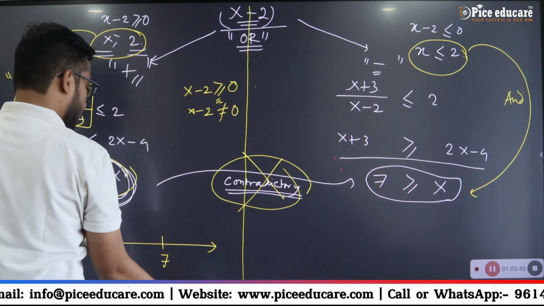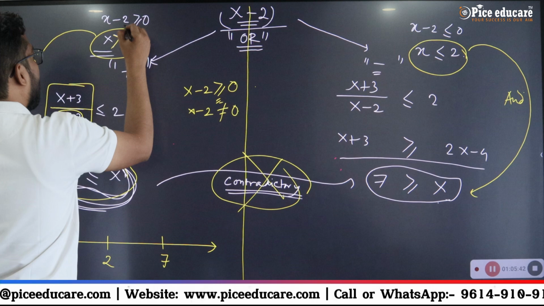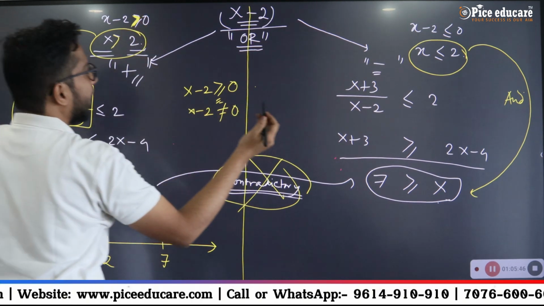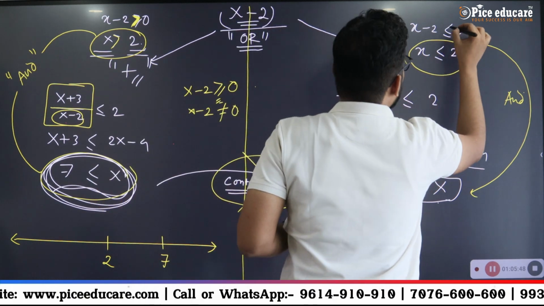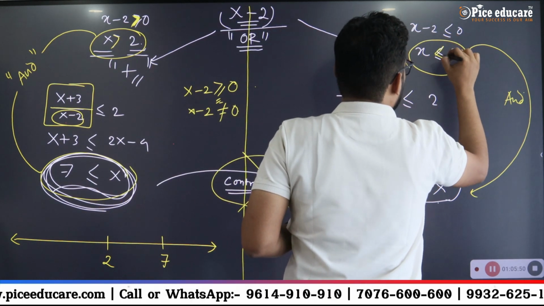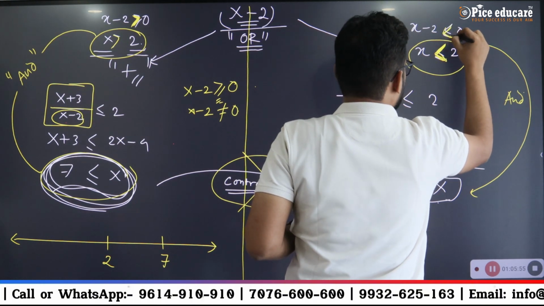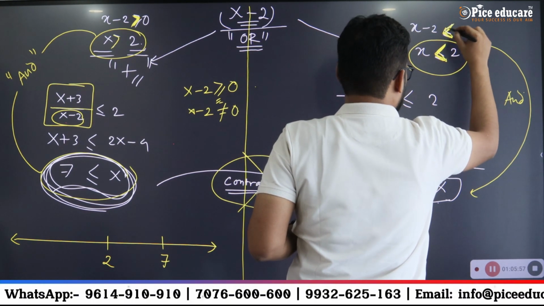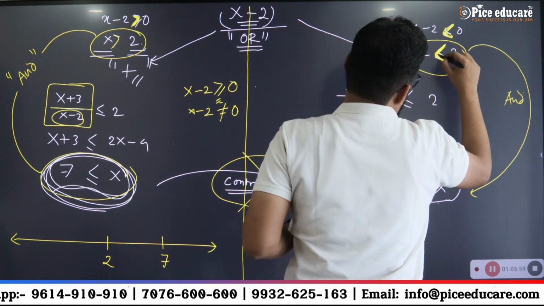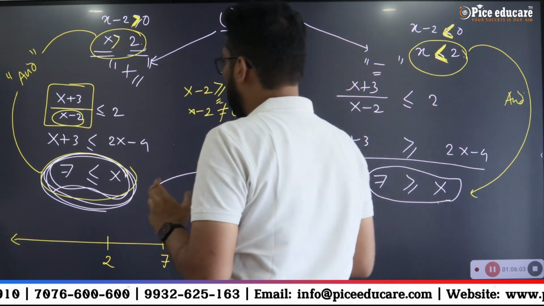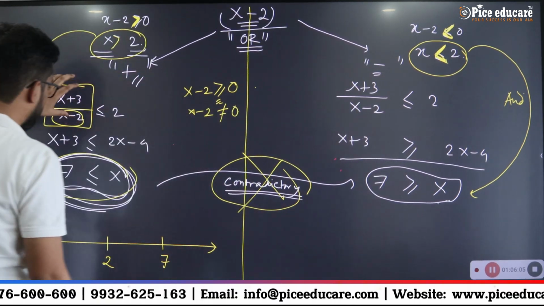So you don't need to bother about x being bigger than or equal to 0, and this side also x being less than or equal to 2. X minus 2 being less than 2, and x less than 2. This is enough only, because you don't need x equal to 2, because that will disturb this expression.